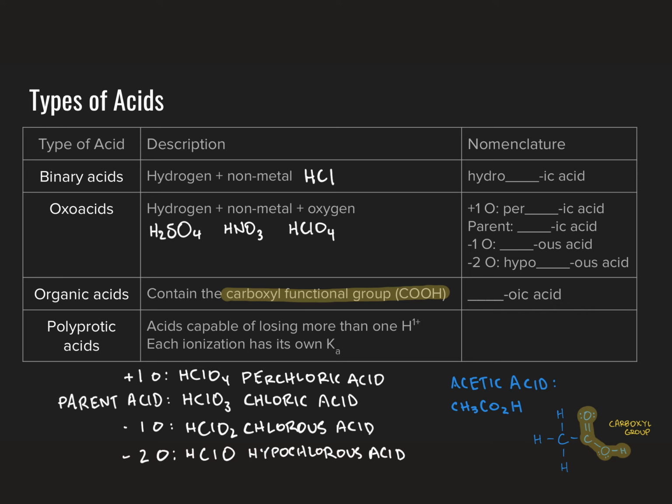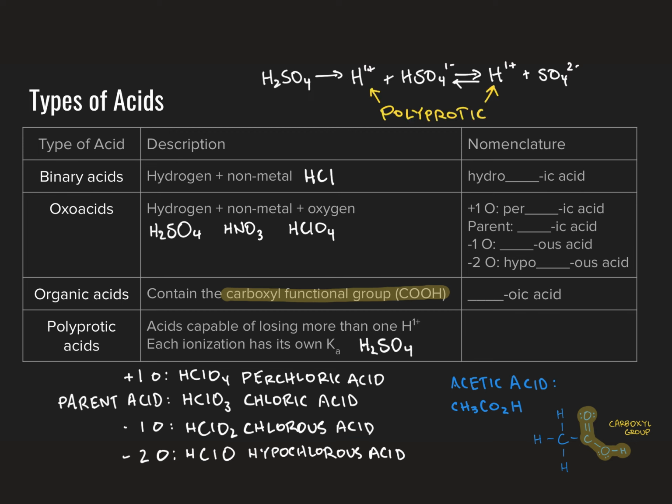For each of those hydrogens to be lost, there would be a specific Ka related to the loss of that particular hydrogen. So for example, for the familiar polyprotic acid sulfuric acid, the loss of the first proton is essentially going to go 100% in solution, because the first dissociation of a hydrogen from sulfuric acid is a strong dissociation.